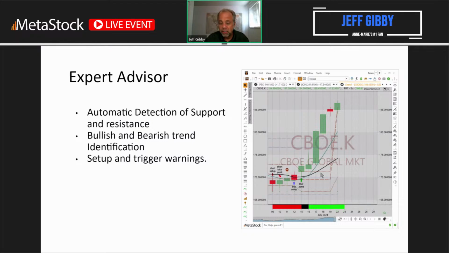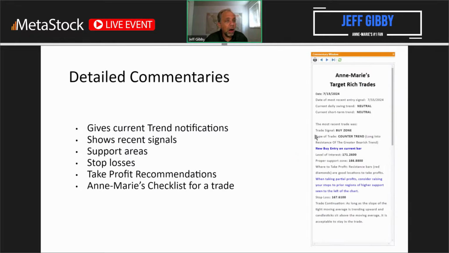This is a shot I just took about a month ago in terms of the CBOE and how I was looking at it. Detailed commentaries. One of the things I really like is the detail and the thought that Anne-Marie put into putting together the commentary. If you look here, the most recent signal right now is neutral on a swing trend, and on a short-term trend, it's neutral. The trade signal, the most recent one, was the buy zone.